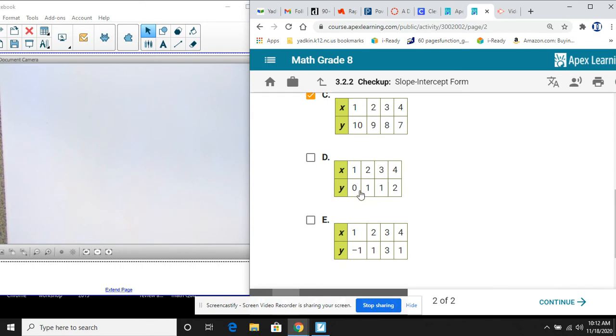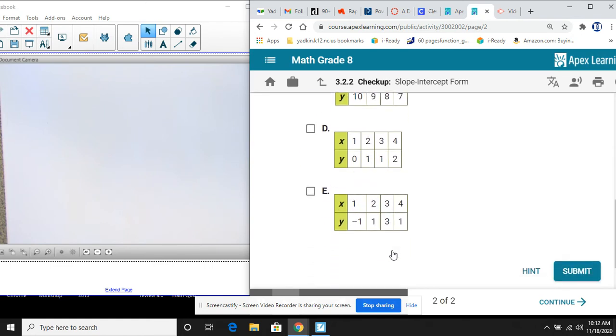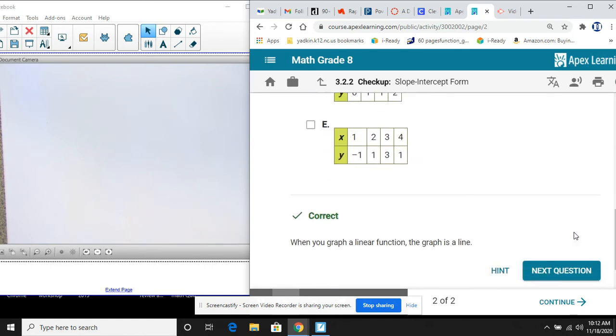D, all the x's are the same, but this is going up 1 and then it's staying the same and then going up 1. So no, that's not linear. E, the x's are good. This is going from negative 1 to 1, which is up 2. 1 to 3, that's 2, but then it goes back down. So the change is not constant. So only B and C are linear functions.